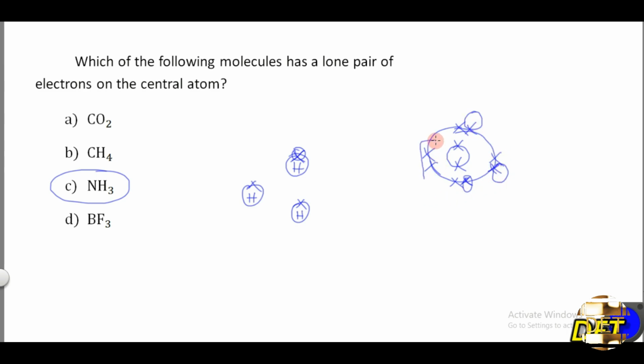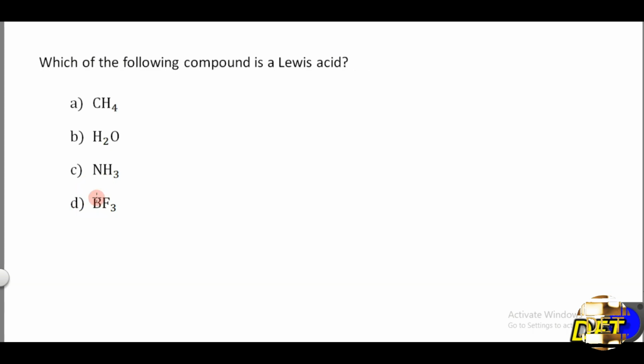So this electron that is not bonded with hydrogen is referred to as a lone pair of what? Electron. It is referred to as a lone pair of electron. What does that tell you? That the electron is a lone. A pair means two things together, right? So it is a lone pair of what? Electron. So the correct answer to this question is what? Option C.